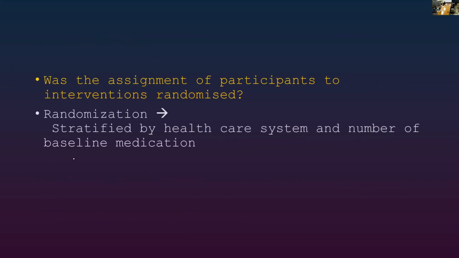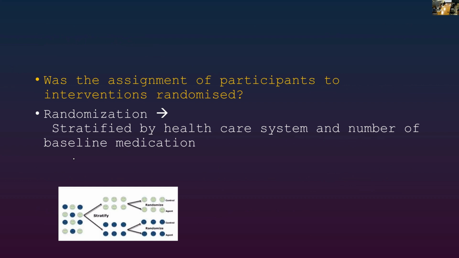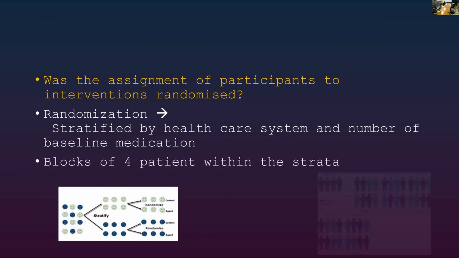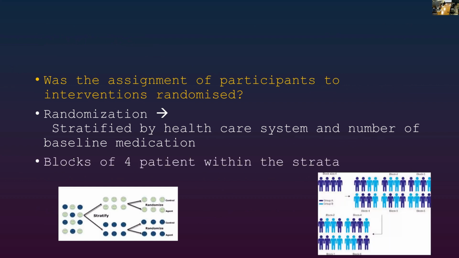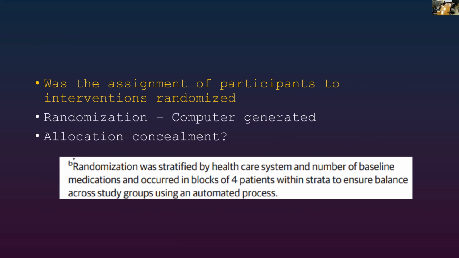So was the assignment of participants to interventions randomized? Randomization was stratified by healthcare system and number of baseline medications. They stratified them and then also used blocks of 4 within each stratum. This is the only line I could find about randomization, saying that it's using an automated process. So probably they used a computer generated sequence. However, they have not really mentioned allocation concealment. These are things that they could have easily specified.